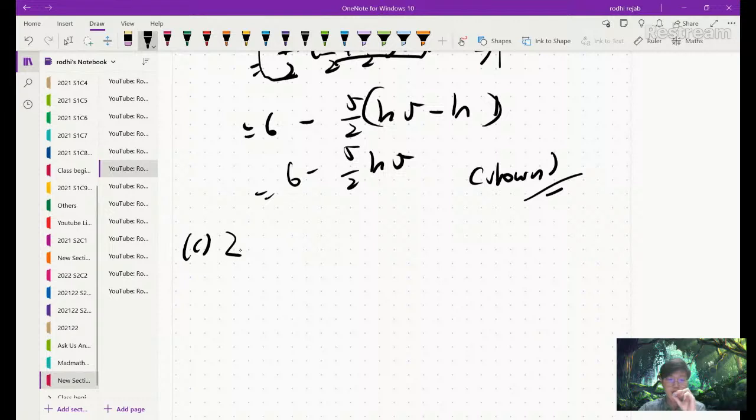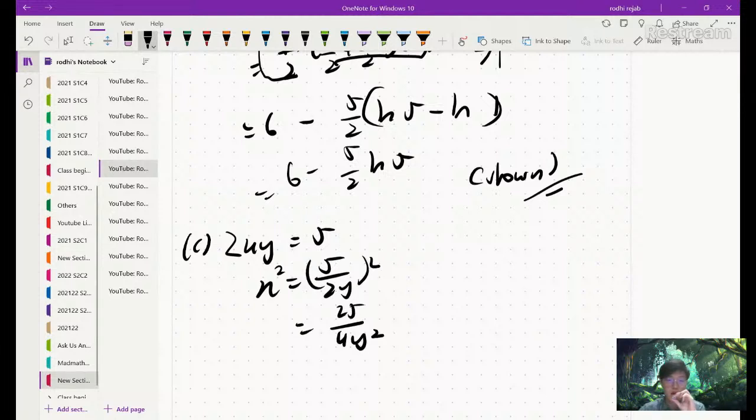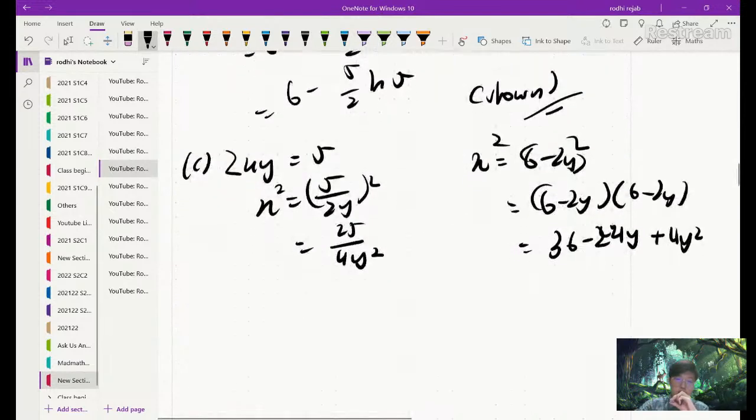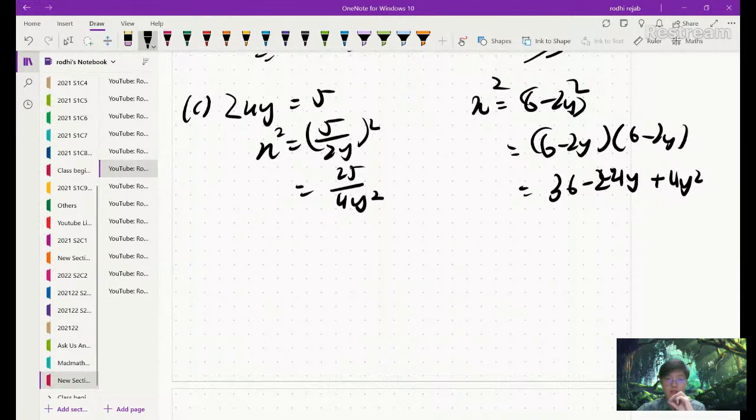Soalan C, kita rearrange juga equation ni jadi 5/2 square, 5/4 y square. Ini pun juga kena square, jadikan 6. Expandkan ini, kita dapat 36 minus 24y plus 4y square. Okay. Untuk carikan volume, jangan lupa lah darab dengan pi.